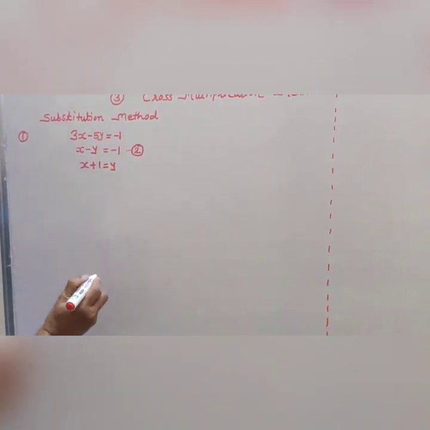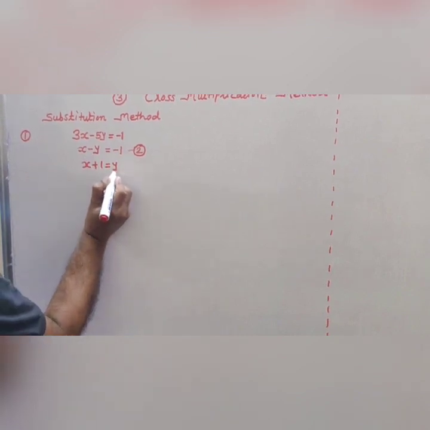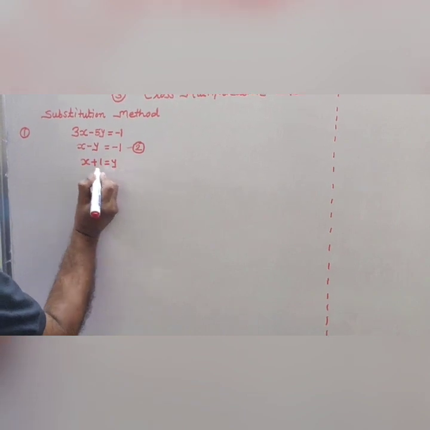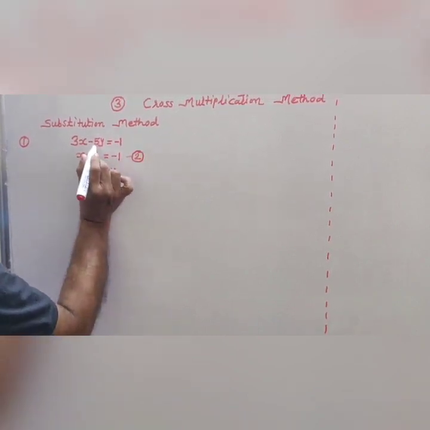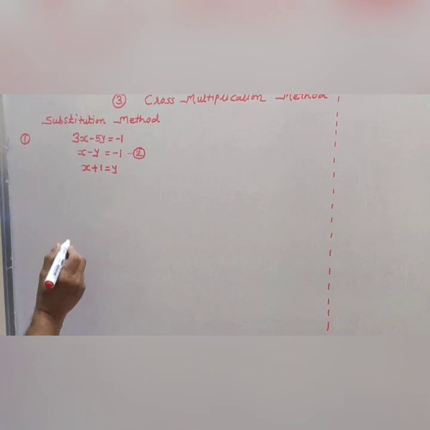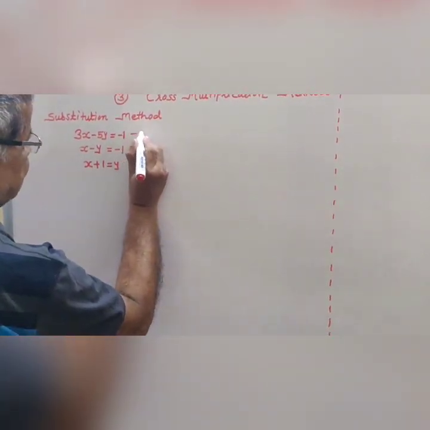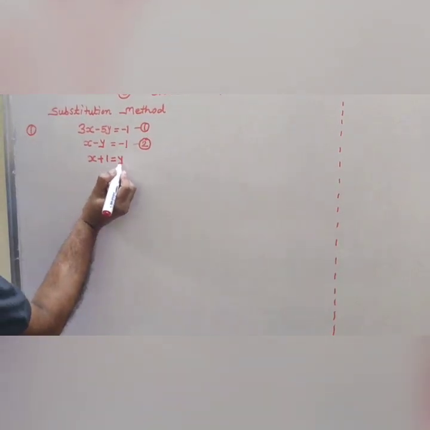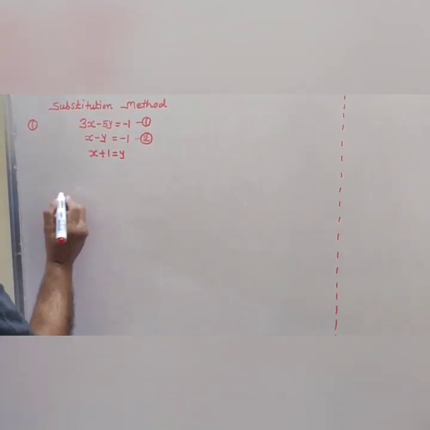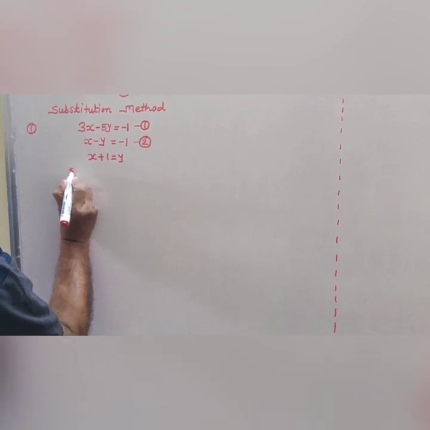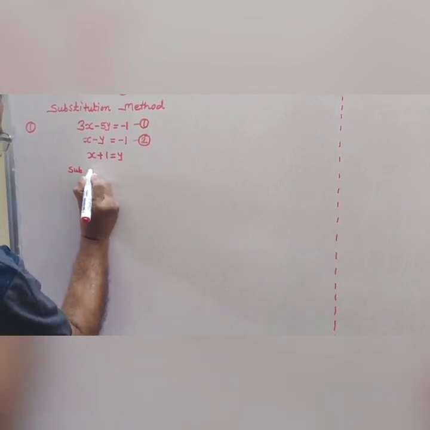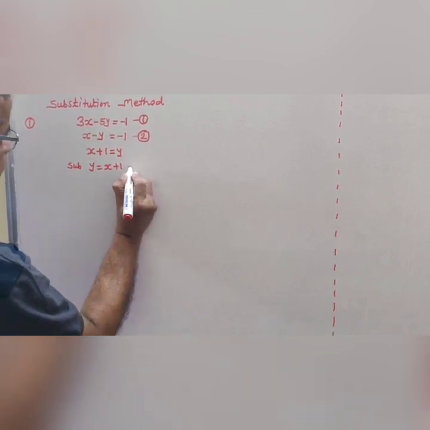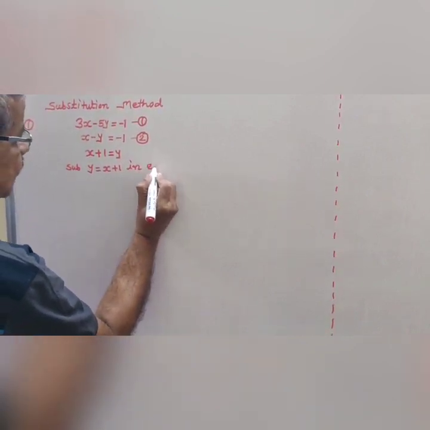This is a very easy way to convert this variable. I represent y in the form of x plus 1, which means I can substitute this value in equation number 1. This is your equation number 1. From equation 2 you express y in terms of x. Now I will substitute y is equal to x plus 1 in equation 1.